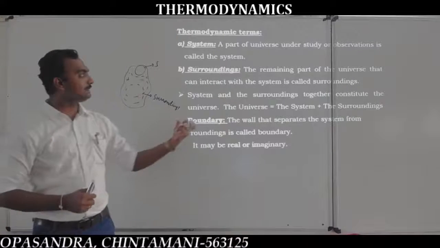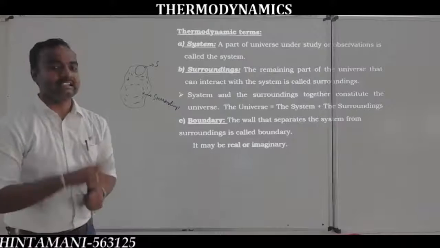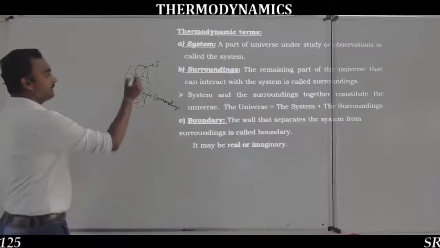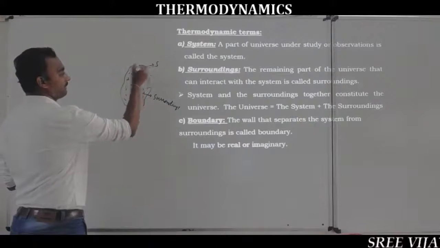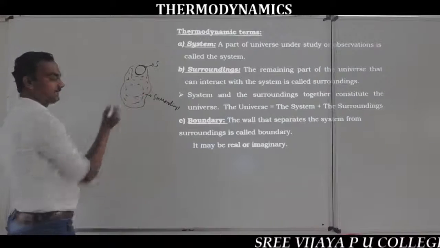One more important thermodynamic term is called the boundary. What is the boundary? The wall that separates the system and the surroundings. For example, this is one system, this is taken as the universe, and the remaining part is called the surroundings.